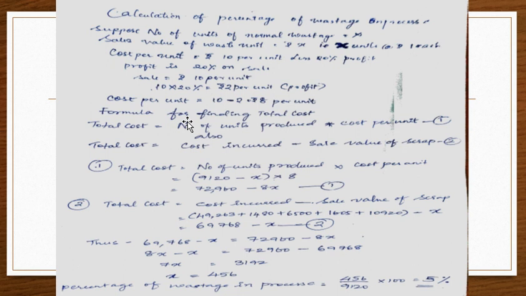Now the formula for finding total cost. There are two ways of finding total cost. Total cost is equal to number of units produced into cost per unit. Also, you can use total cost is equal to cost incurred minus sale value of scrap. Here, the number of units produced means the total units produced in process C, and the cost per unit you have found out is rupees 8 per unit. So you can use both.